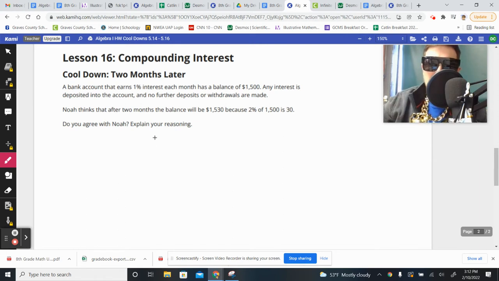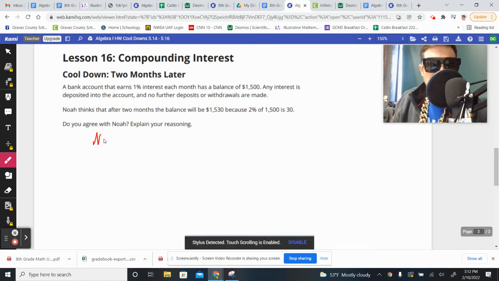Do we agree with that? Explain our reasoning. Now, we talked about that today, that whenever you stack percentage growth like this, it's not going to be by addition. Okay, Noah is wrong, but he's barely wrong. And we're going to prove why right here. So let's look at it. We don't agree with Noah, so we're going to say no.